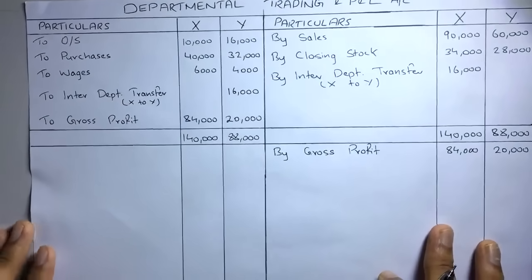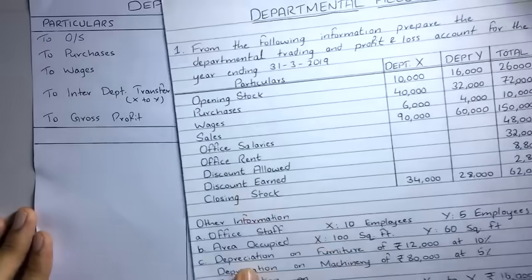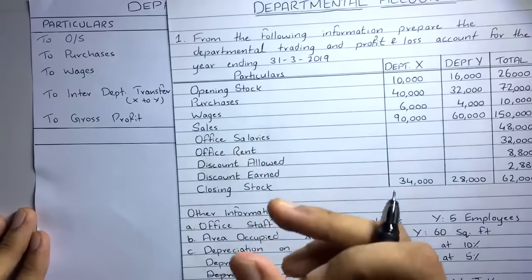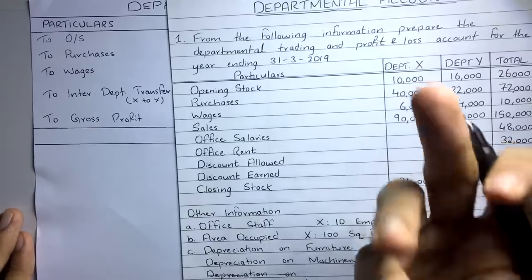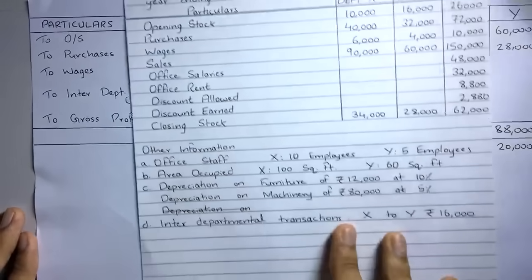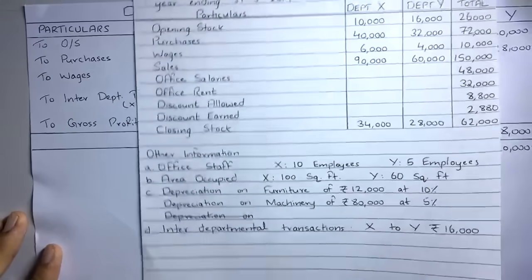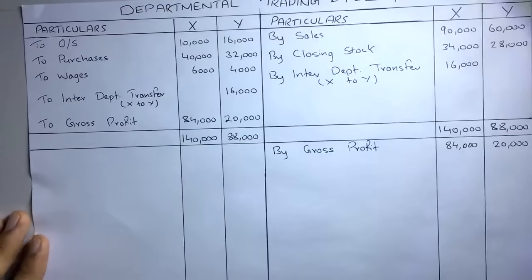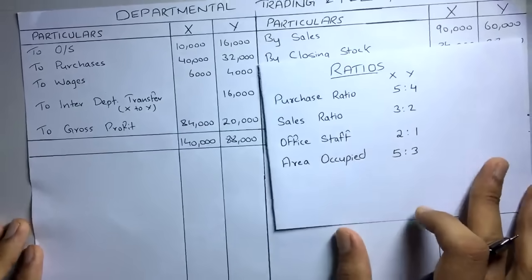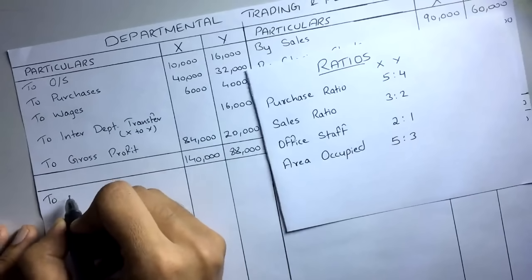Now this is where the actual work starts. See, for the P&L account, first we have office salaries. Now you need to understand to whom salaries are paid. Of course, salaries are paid to the employees, the staff. So here we have office staff, right? 10 employees and 5 employees. So on that basis we will use the office staff ratio, that is 2:1, for office salaries.